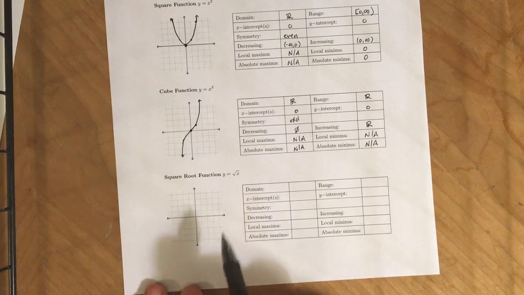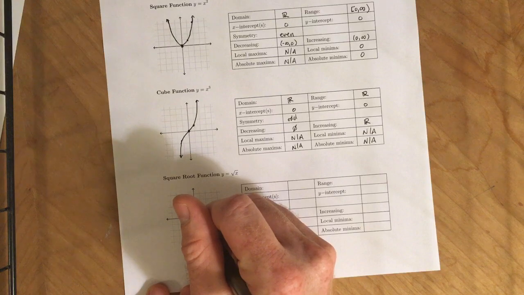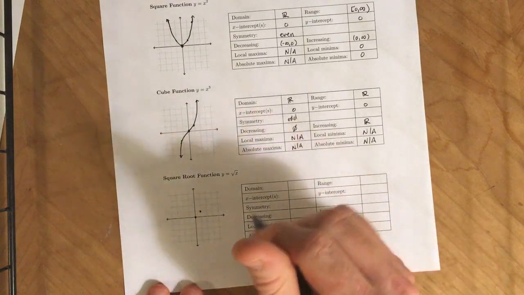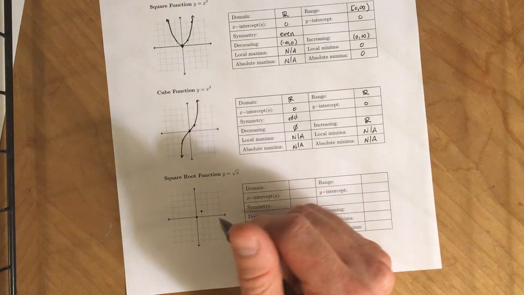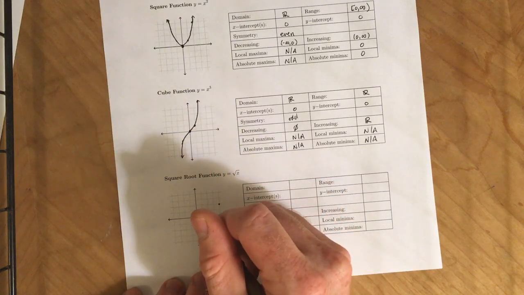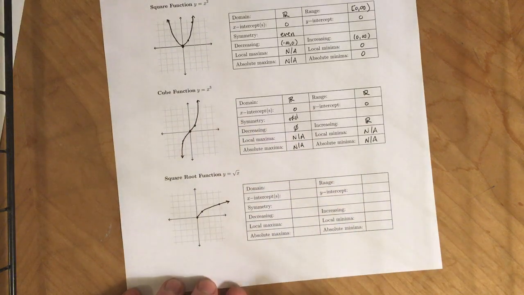Then the next one we have is the square root function. So we're going to take the square root of 0, which gives us 0, the square root of 1, which gives us 1. And then the next nice square is going to be when we take the square root of 4, and that'll give us 2. That thing just keeps going as such.